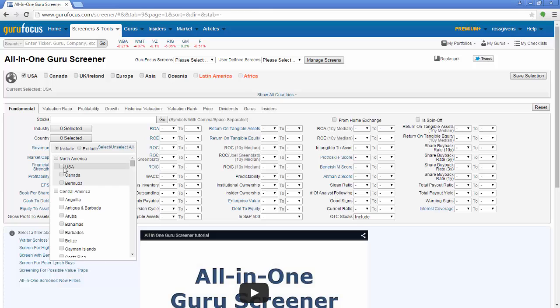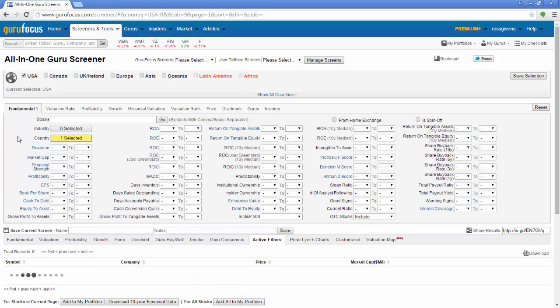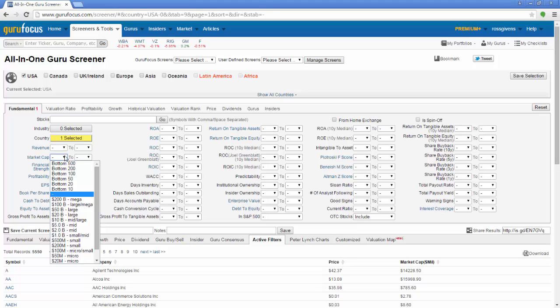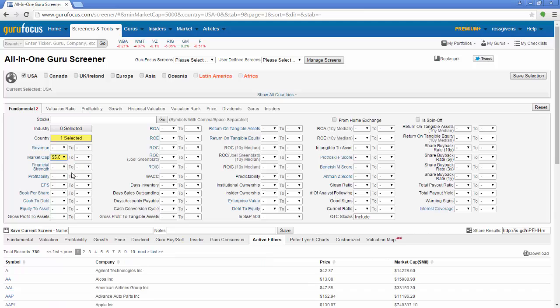So I'm going to go ahead and select USA for countries to find all the American stocks. For market cap, we're just going to look for at least decent-sized companies to avoid really small penny stocks that may have a less than proven dividend track record. So we're just going to go to mid-cap, $5 billion and above.